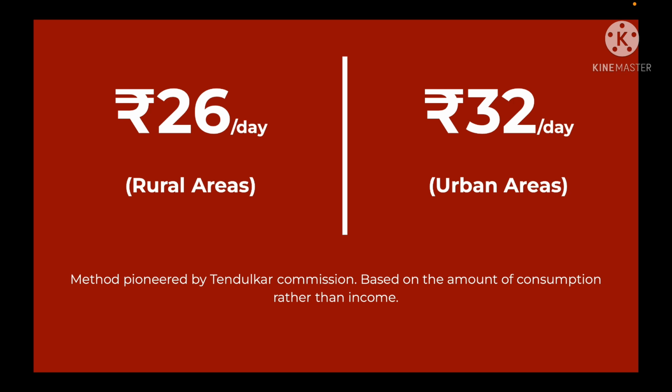In India, however, there are 2 different poverty lines for people living in rural and urban areas. This method of poverty estimation, as pioneered by the Tendulkar Commission, is based on the amount of calories that a human being needs to consume in rural and urban areas. The present poverty line stands at 26 rupees a day in rural areas and 32 rupees a day in urban areas.